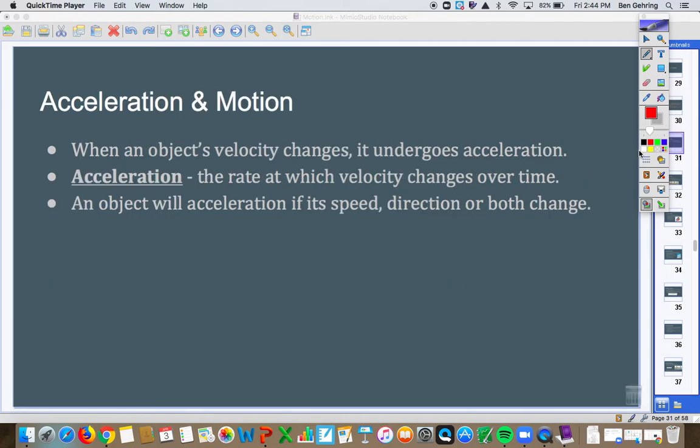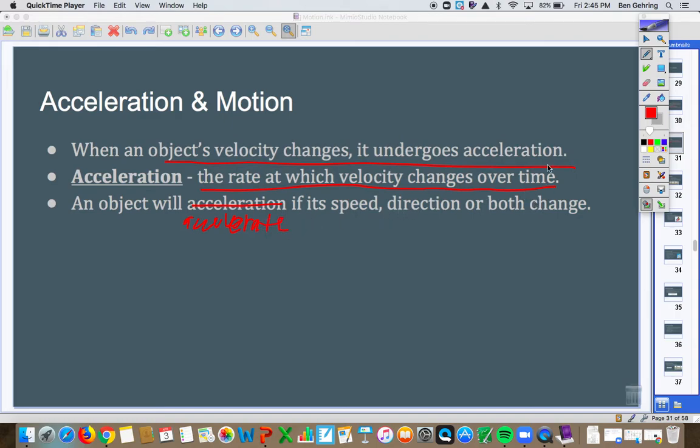And so vocab-wise, when you change your velocity, it undergoes what we call acceleration. So the definition you need is: acceleration is the rate at which velocity changes over time. That's going to be an important definition for you to know. An object will accelerate if its speed, direction, or both change.